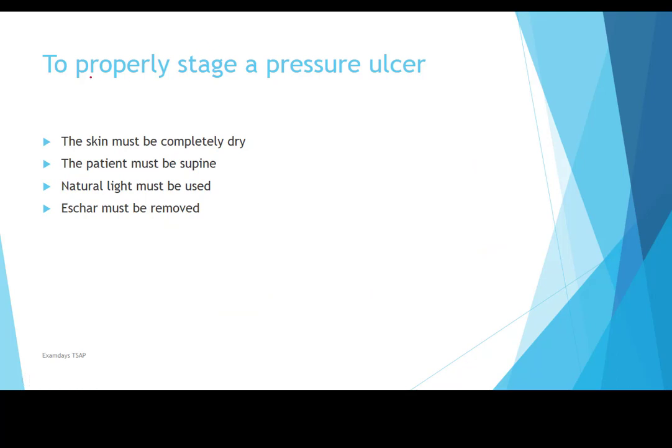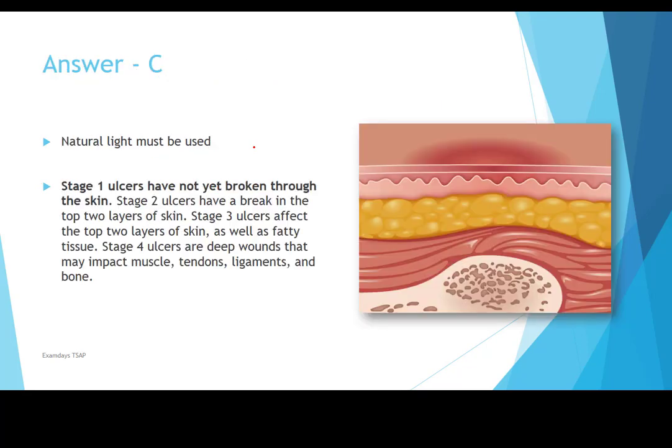Moving to the next question. To properly stage a pressure ulcer: A, the skin must be completely dry; B, the patient must be supine; C, natural light must be used; and option D, a shirt must be removed. The correct answer is option C, natural light must be used to properly stage the pressure ulcer.